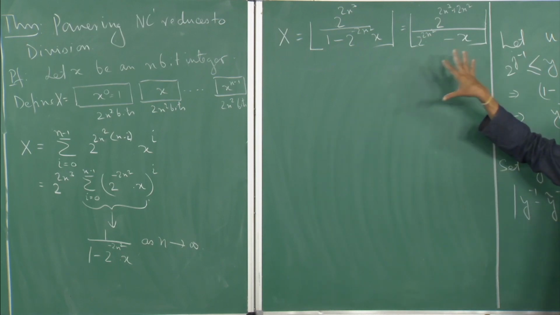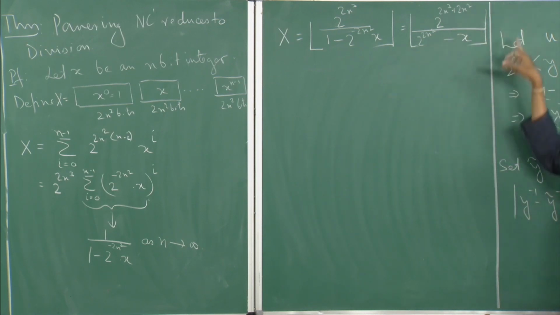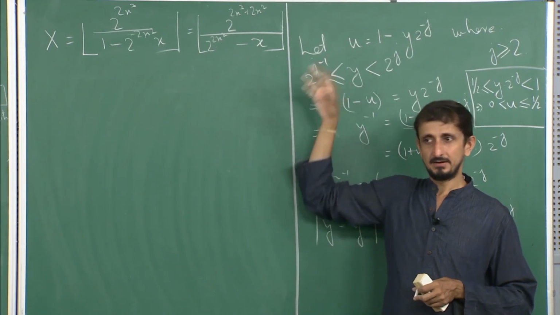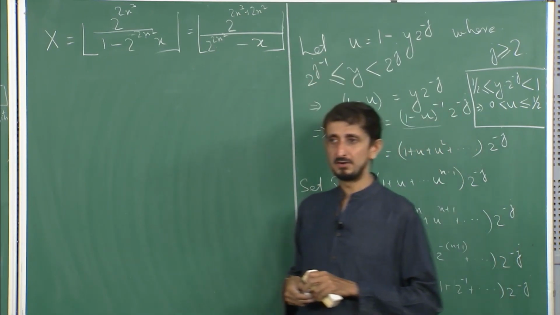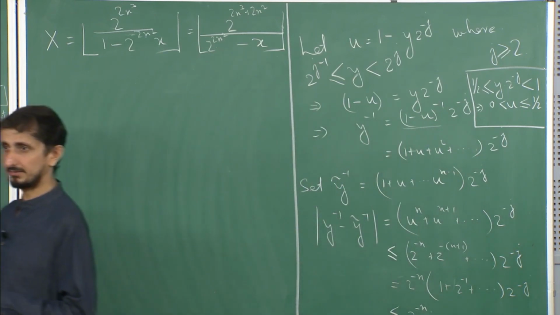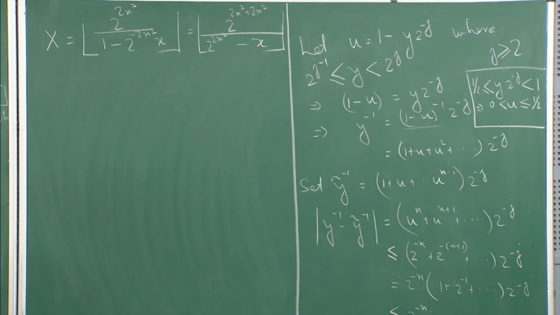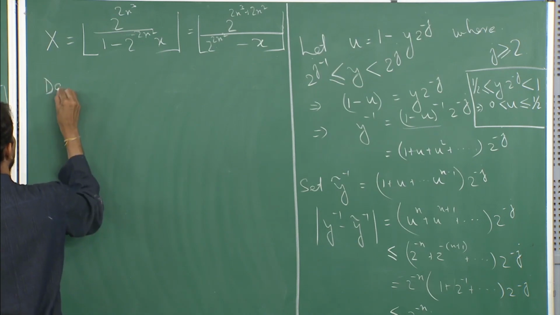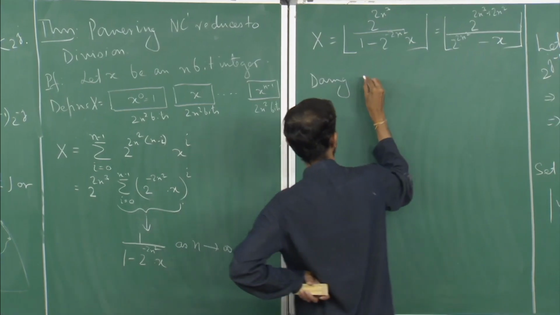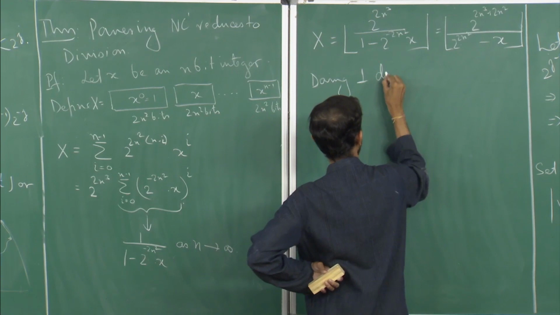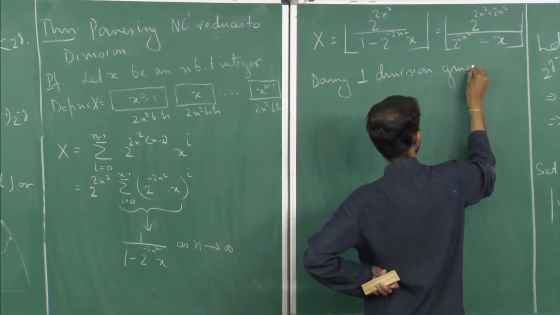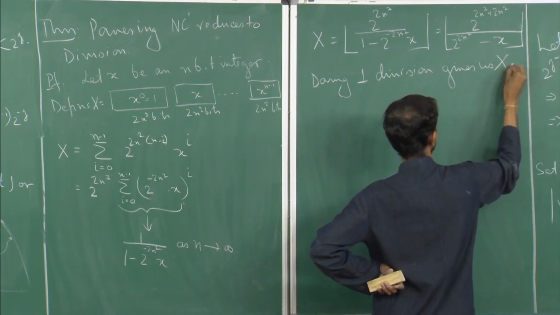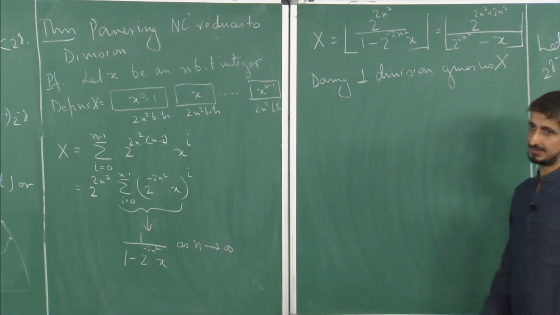So what do I have here? Given x, I just have to compute one division, take the floor of it, and that's it. I get the value of all the powers. So doing one division gives us x.